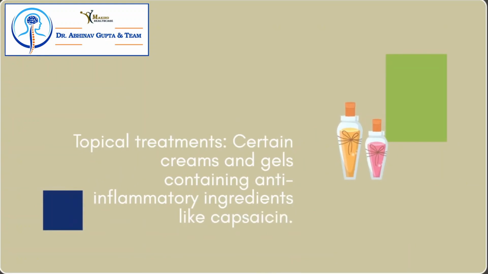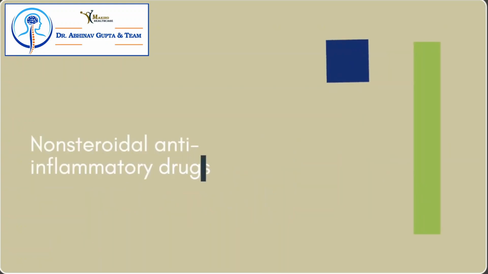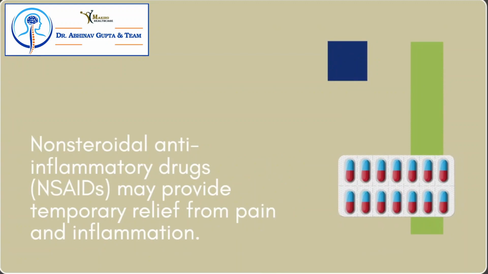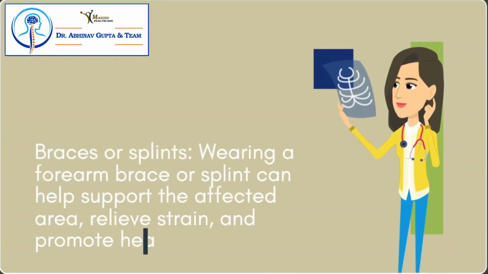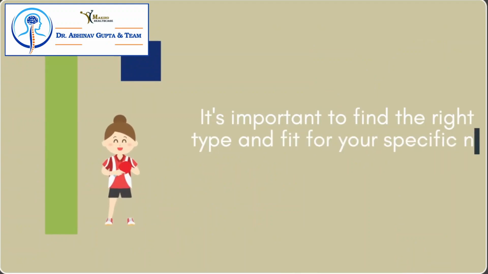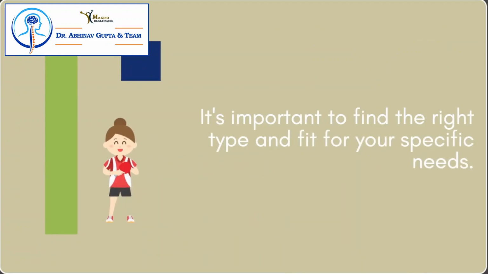Topical treatments. Certain creams and gels containing anti-inflammatory ingredients like capsaicin, or non-steroidal anti-inflammatory drugs, NSAIDs, may provide temporary relief from pain and inflammation. Braces or splints. Wearing a forearm brace or splint can help support the affected area, relieve strain, and promote healing. It's important to find the right type and fit for your specific needs.